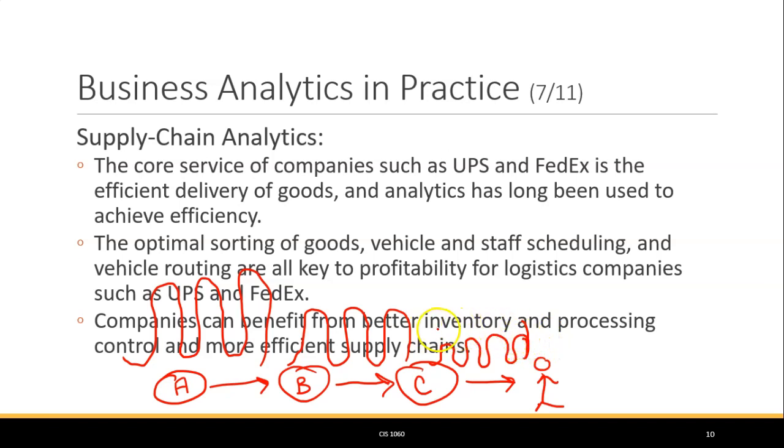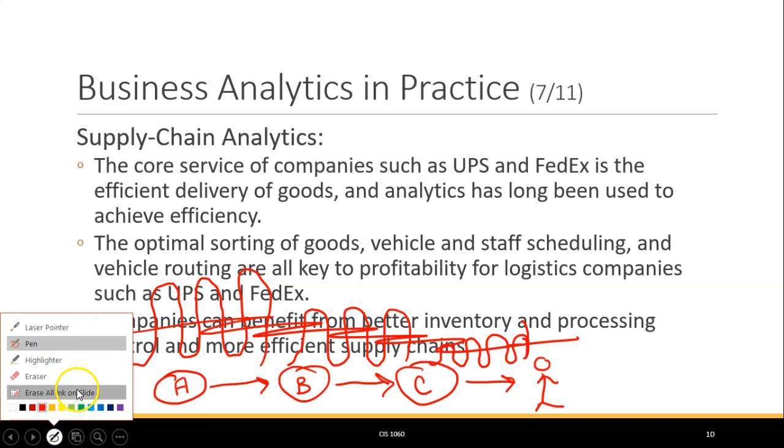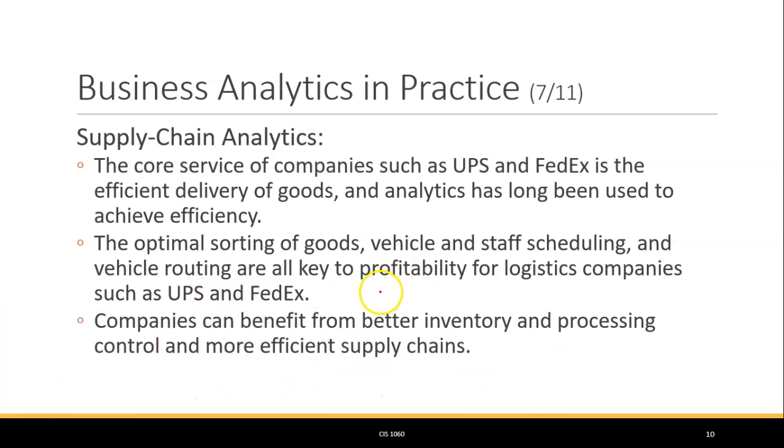Well, by using data analytics, a lot of these fluctuations can then be erased, and then no one has to worry about it anymore. So it's a fantastic area of looking at analytics, and it's quite useful.